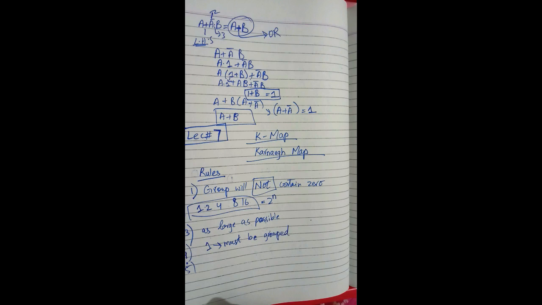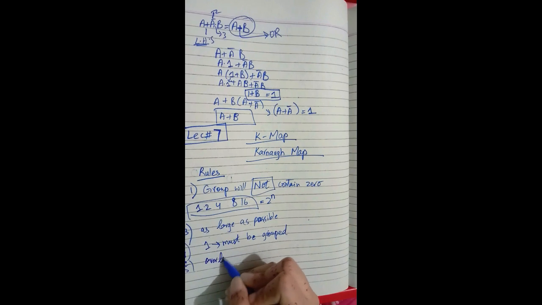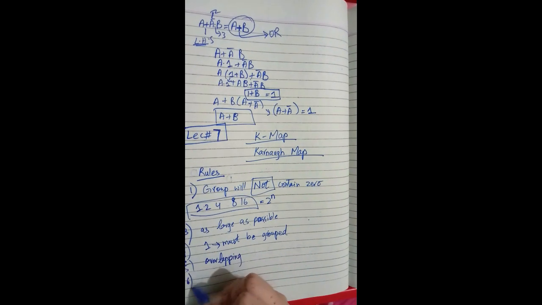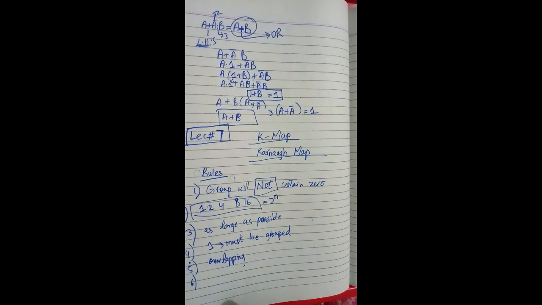The fifth rule is groups can overlap. Overlapping of groups is also allowed in the Karnaugh map. The sixth rule is opposite side grouping is also allowed.